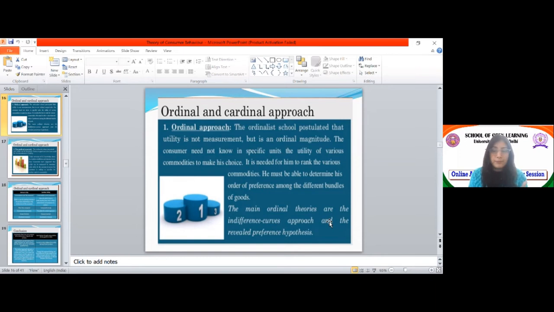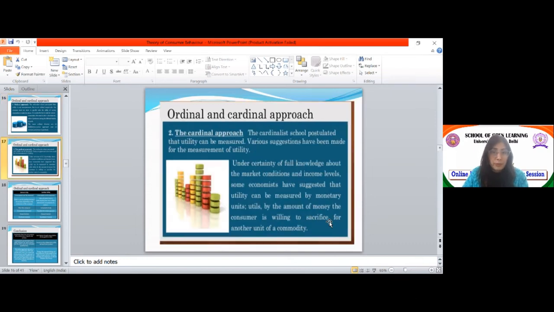Suppose that after this class, you had to go with your peer group to some restaurant or just hang out, or you want to watch some TV program. Then you will rank all these choices in front of you, and you will choose the one that gives you maximum satisfaction. I can watch TV later on, or hang out with my friends later on, but I have to attend the class. So now you have chosen this. You have given an ordinal choice, like first rank to this choice. The main ordinal theories are the indifference curve approach and the revealed preference hypothesis.